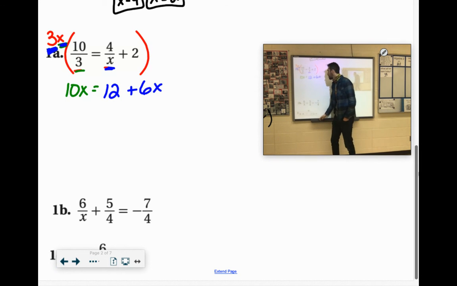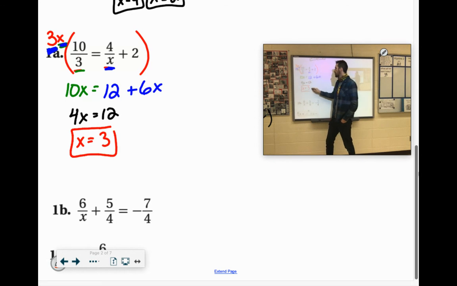We're going to solve this the rest of the way. I may run out of time here. We'll subtract the 6x, 4x equals 12, divided by 4, and x equals 3. It would not give you a denominator of 0, so you're all good.